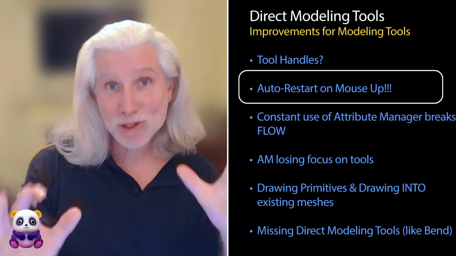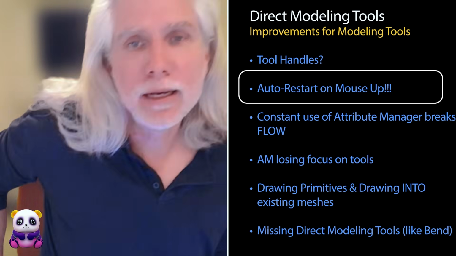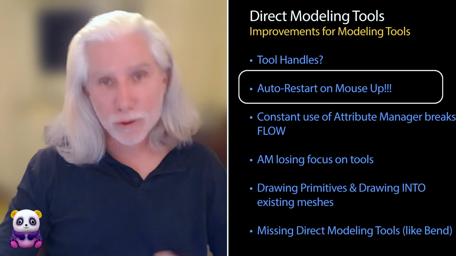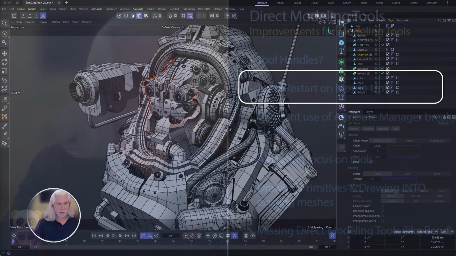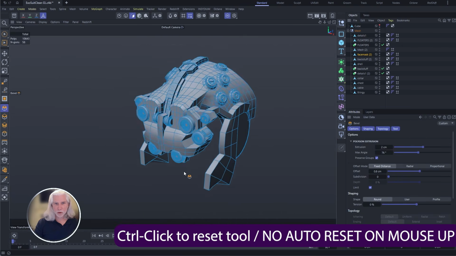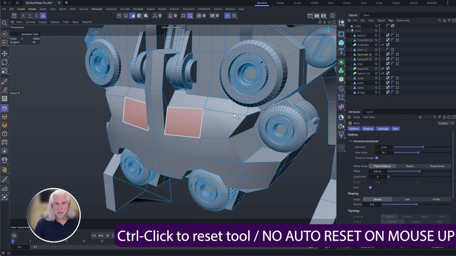Okay, so let's look at this auto restart on mouse up issue, because this thing just drives me nuts, and it's really limiting. I'll show you how it's limiting, and it's really easy to fix too. That's a good thing. We could fix this in Cinema4D, I think, without breaking anything. So looking at Cinema4D here, let me isolate his face and go to poly mode, and I'm just going to select a couple polygons. Got my bevel tool active already, and I'll show you what I'm talking about.